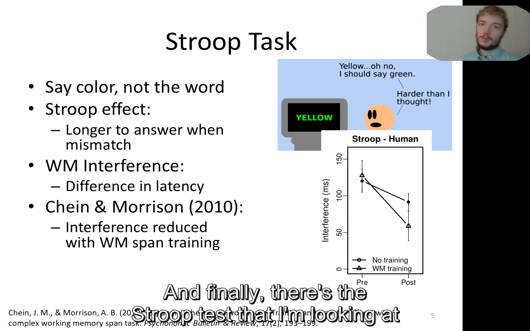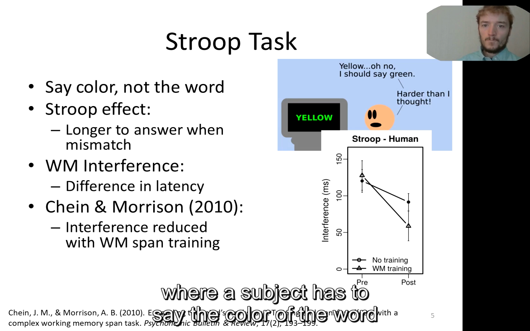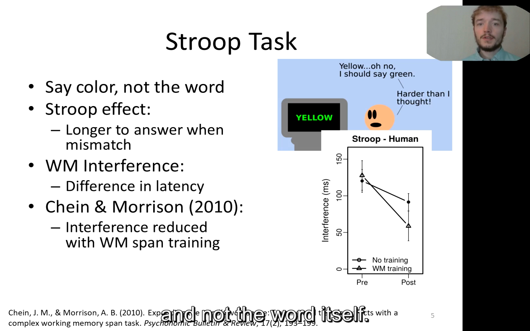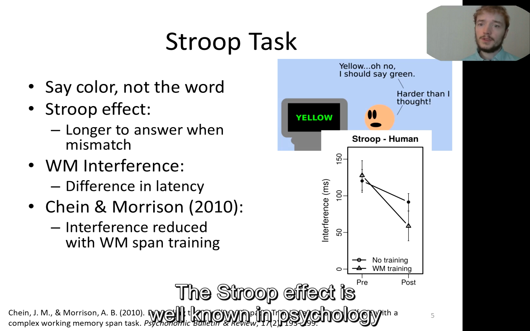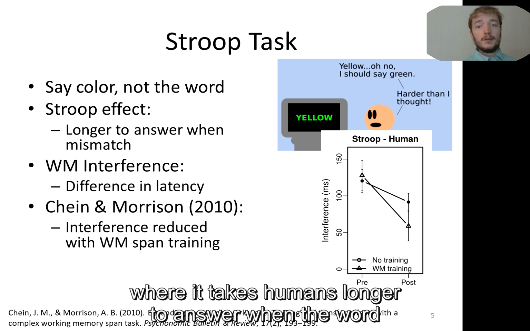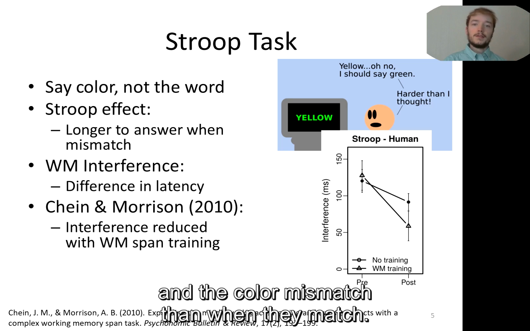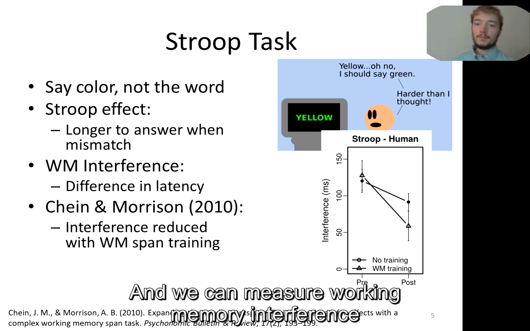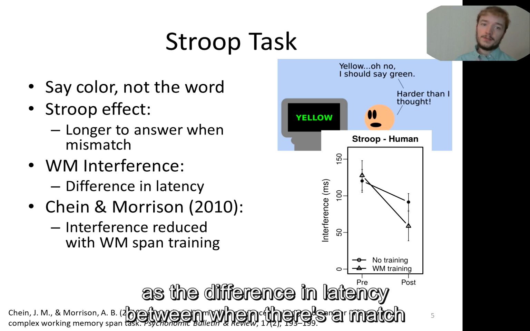And finally, there's the Stroop task that I'm looking at, where the subject has to say the color of the word and not the word itself. The Stroop effect is well known in psychology, where it takes humans longer to answer when the word and the color mismatch than when they match. And we can measure working memory interference as the difference in latency between when there's a match and a mismatch.